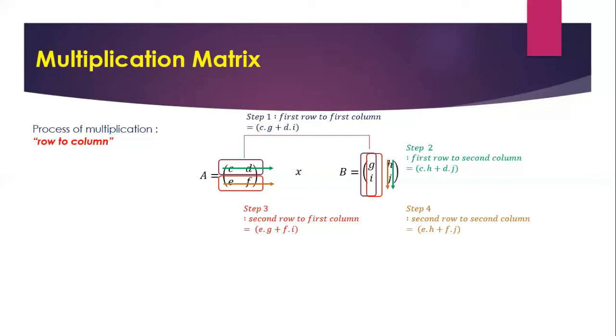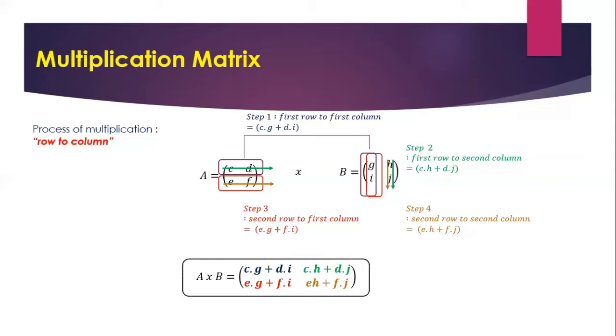Now the final answer is A times B equal to EG plus the FI component, EH plus the FJ component, and so on. That is the product of A times B matrices.